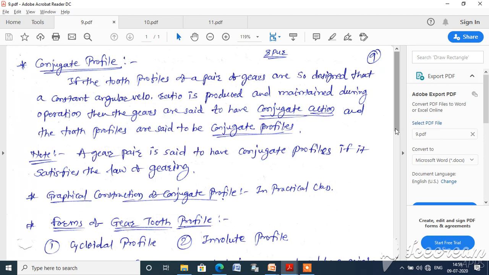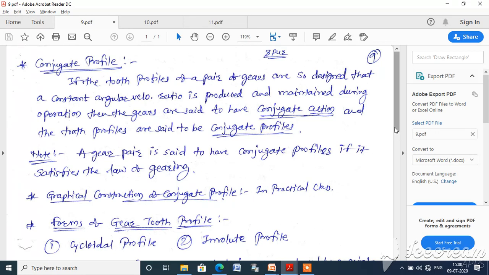Conjugate profile is nothing but, if the tooth profiles of a pair of gears are so designed that a constant angular velocity ratio is produced and maintained during the operation, then the gears are said to have conjugate action and the tooth profiles are said to be conjugate profiles. So that means a gear pair is said to have conjugate profile if it satisfies the law of gearing.